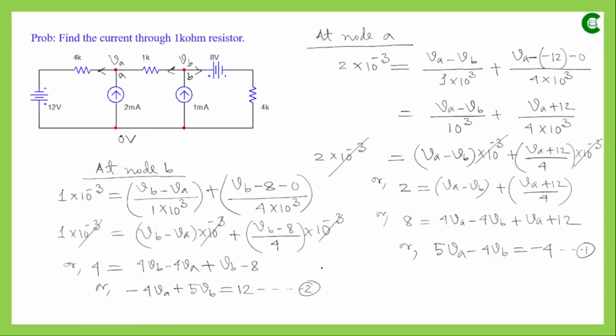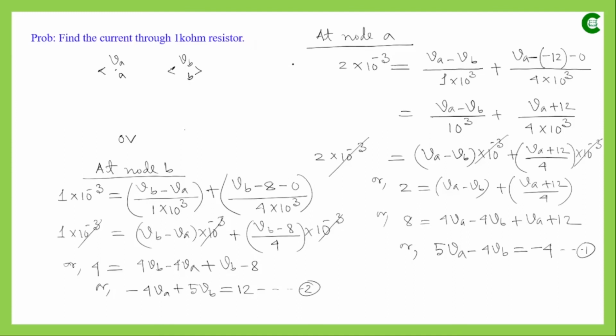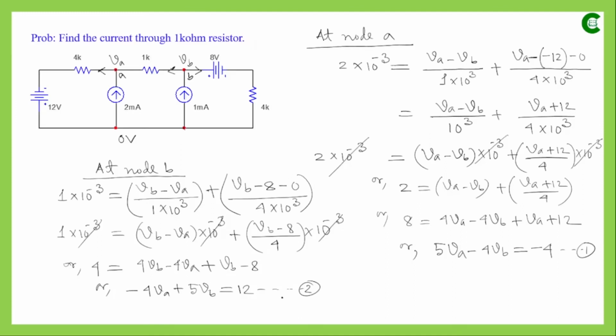So let's check whether we have got the same equation for the second node. Minus 4VA plus 5VB equals 12. This was the equation that we derived for the first approach, minus 4VA plus 5VB equals 12. If the equations are the same, then finally the potentials of point B and point A will also be the same. And when we find the current through this 1 kilo ohm resistor, that value will be the same as we have already derived for the first approach.